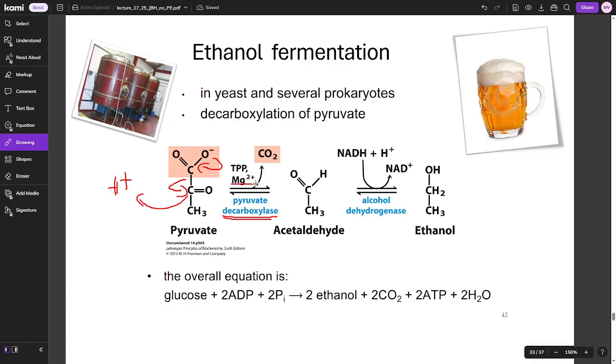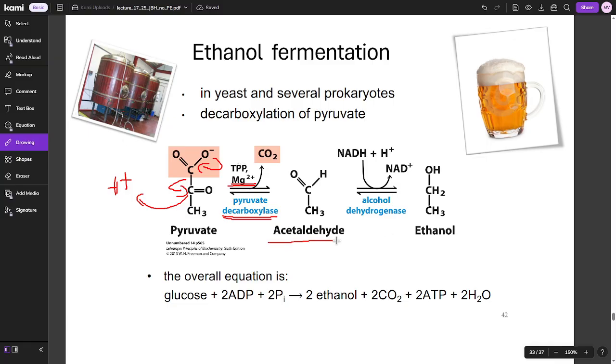We're using magnesium here, right? Because of a negative charge up here, right? And also TPP itself, I believe, is a negatively charged cofactor. Well, generally speaking, these decarboxylation reactions tend to use magnesium, if I'm not mistaken, as well as TPP.